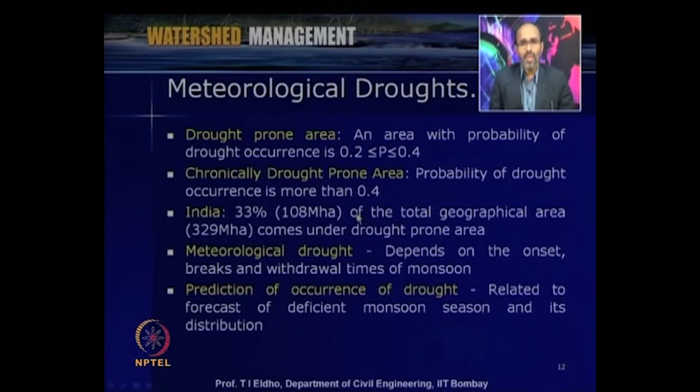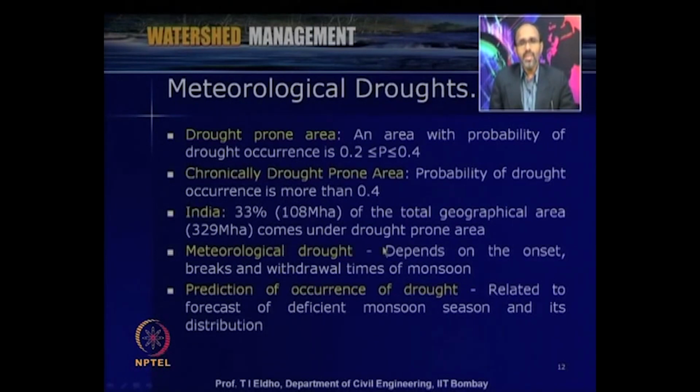prone area. Some areas like Rajasthan, Gujarat, Kutch region are chronic drought prone areas, and some areas, depending upon the weather conditions, like some parts of Maharashtra, Bihar or Madhya Pradesh are simply drought prone areas.